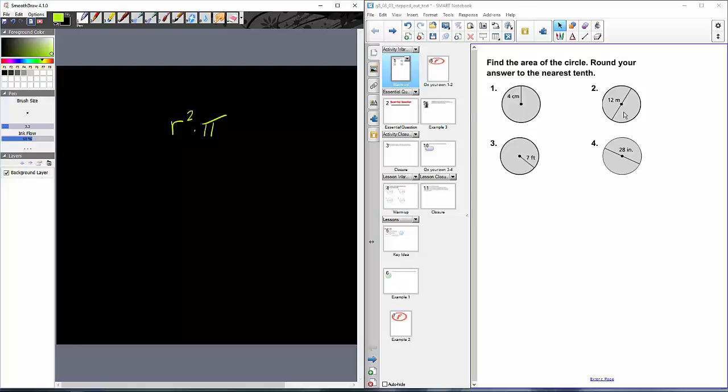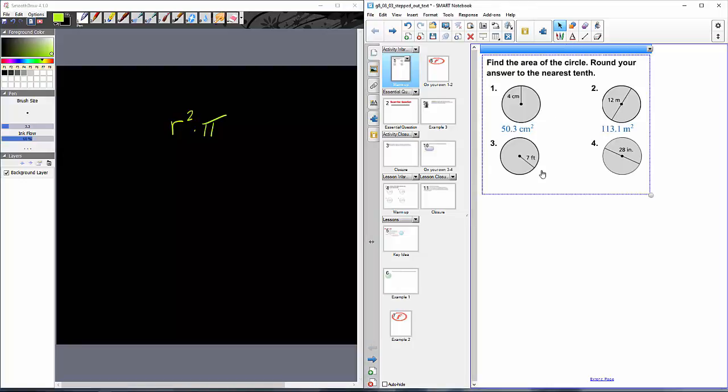And if I would apply it to each of these, and again, I have my radiuses here, but these are diameters, so you have to first cut these in half. So pause the video, try to figure them out. And it says round your answers to the nearest tenth, so you should have factored out pi. And here are the various answers that you probably had.